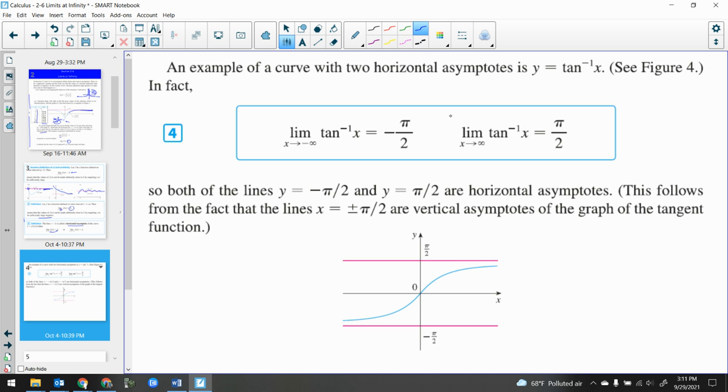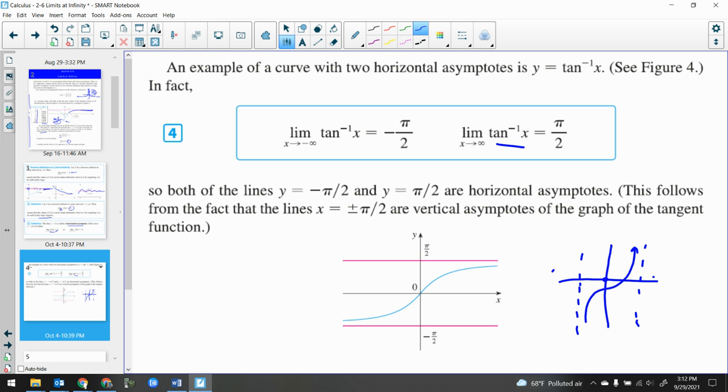An example of a curve with two horizontal asymptotes is inverse tangent of x. Think about, what was tangent of x? Tangent of x was like this, right? Oops, I should have moved that up a little bit. It should have crossed right here, but that's okay. But this was tangent x, where we had this, right? So if I invert that, inverse tangent, those vertical asymptotes go to horizontal asymptotes. Where were they? Pi over 2 and negative pi over 2. So those vertical asymptotes become horizontal asymptotes when I talk about inverse tangent, okay?